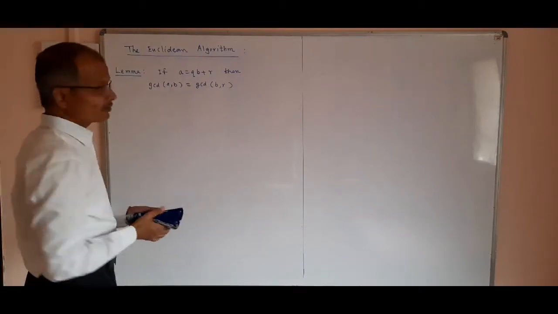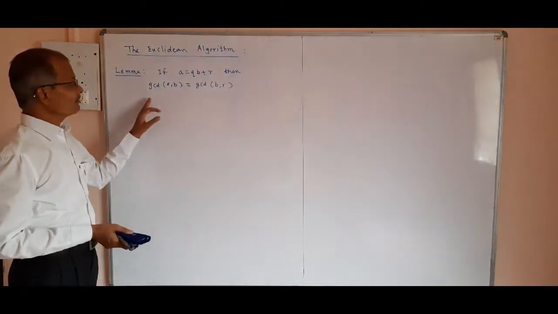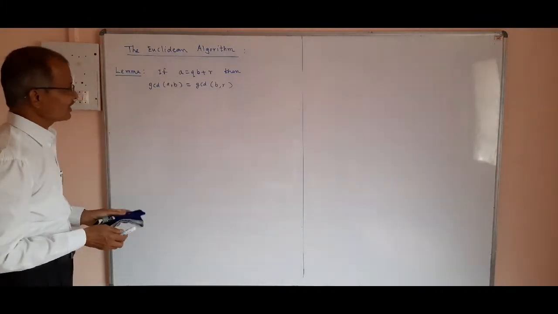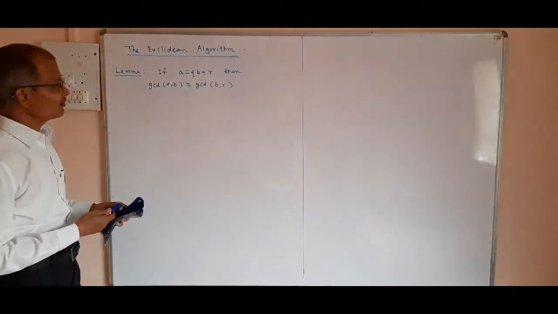So last time we have proved this lemma: if a = qb + r, then gcd(a, b) = gcd(b, r). So this is easy to verify.